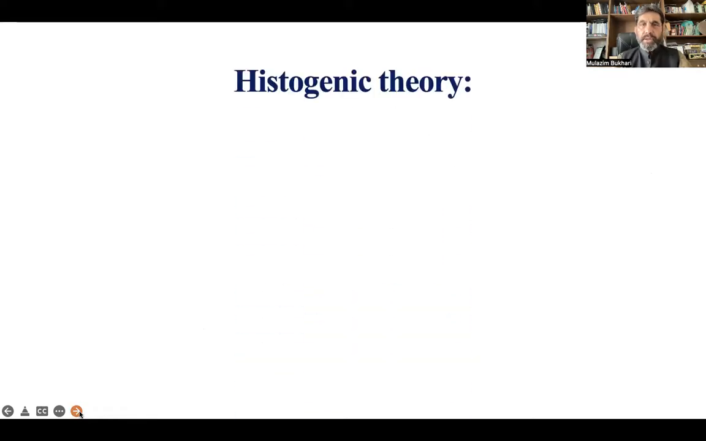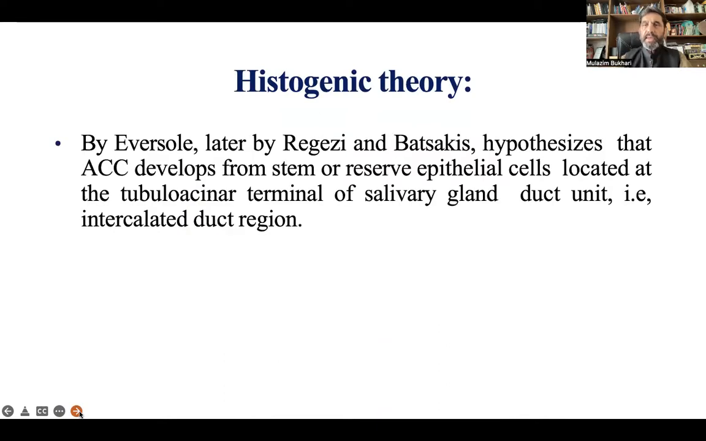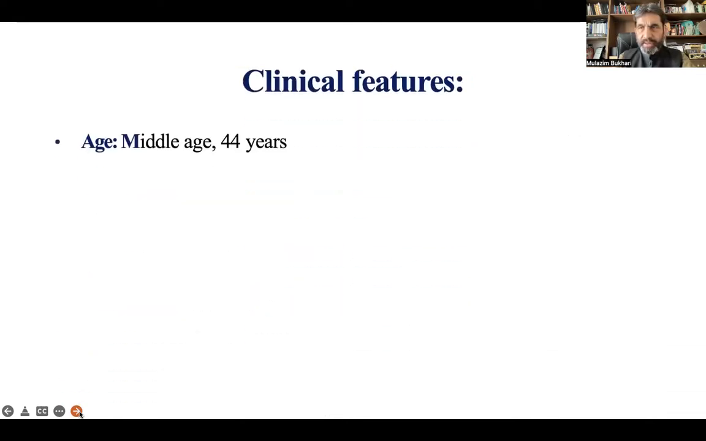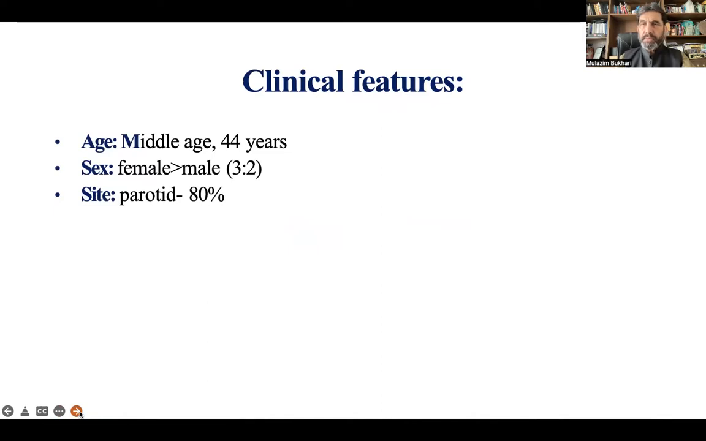So what is the histogenetic theory, from where does it arise? According to different researchers, it arises from the reserve cells, the stem cells, which are present in the intercalated ductal regions of the terminal salivary glands. So what are the clinical features? It occurs more in middle age and more in females. It is not exclusive, but predominantly present in the salivary glands.